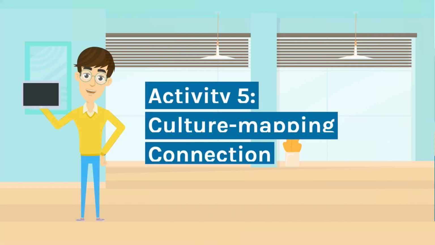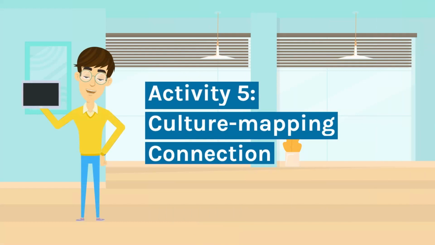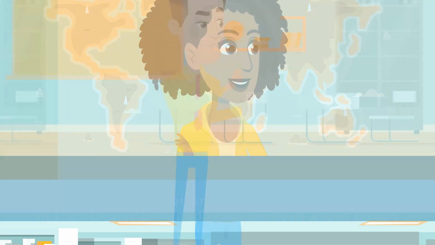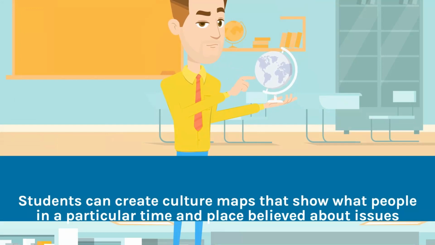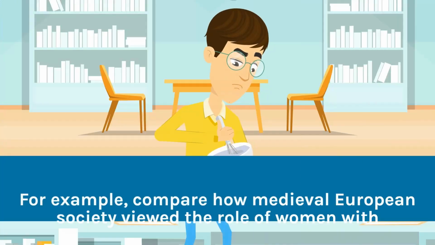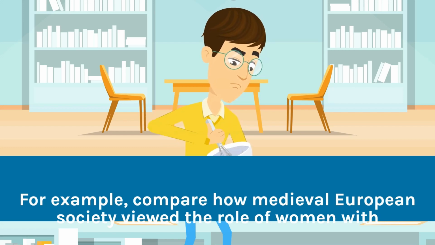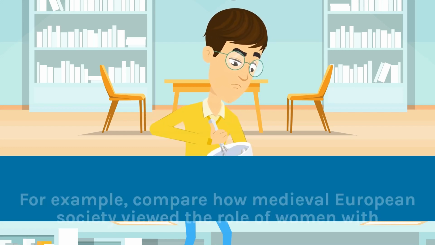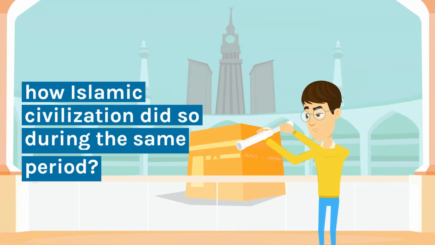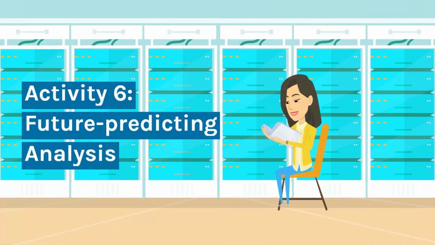Activity 5. Culture mapping connection. A fifth way is by exploring how cultural values and norms shaped historical outcomes. Students can create culture maps that show what people in a particular time and place believed about issues, such as family, gender, religion, or power relations. For example, compare how medieval European society viewed the role of women with how Islamic civilization did so during the same period.